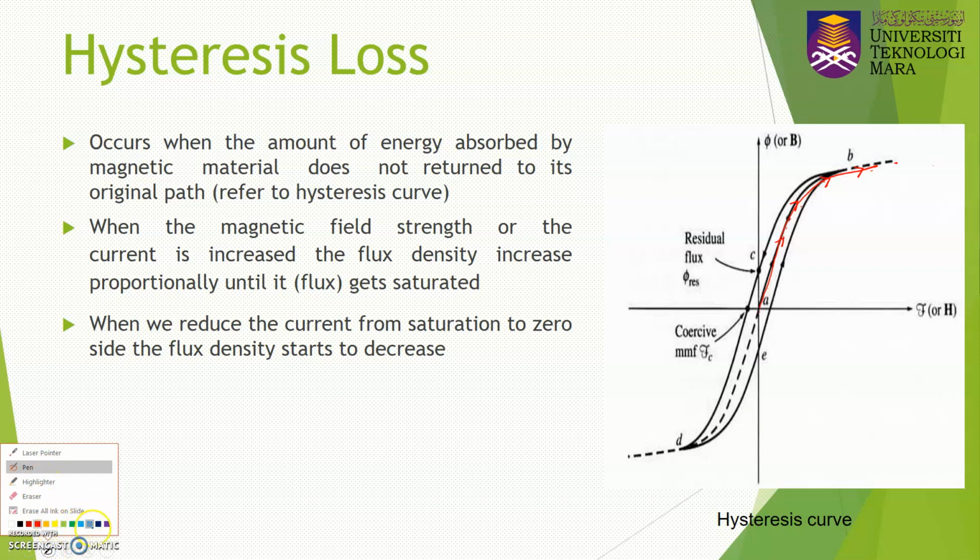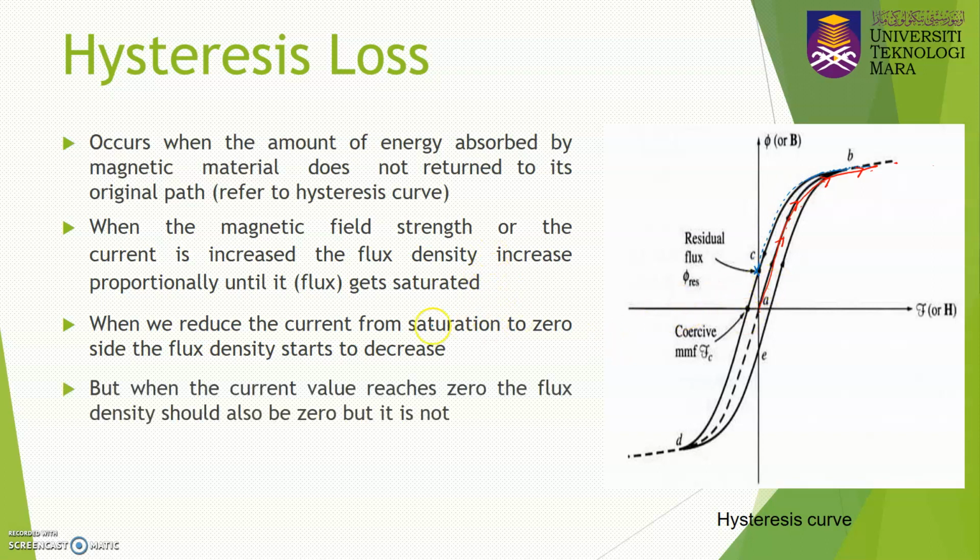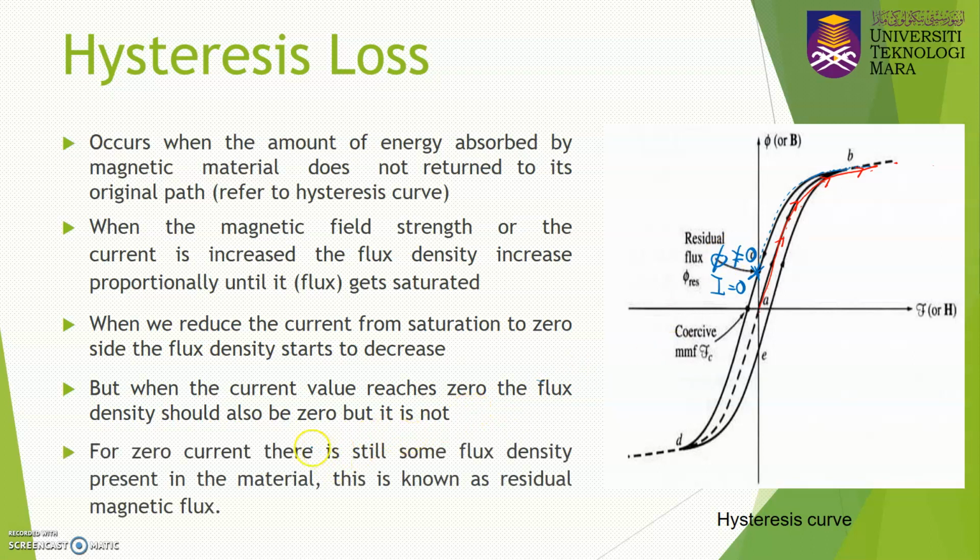When you reduce the current from saturation to 0, the flux density B will also start to decrease. From this side it will start to decrease, but it will not follow this line, it will follow this line. Until you see that when your current is 0, the flux density should also be 0, but it is not. In this case, I is 0, but your flux is not equal to 0.